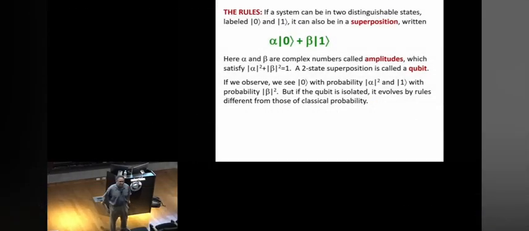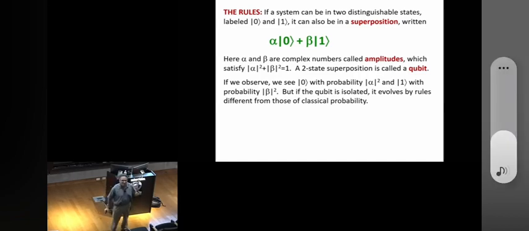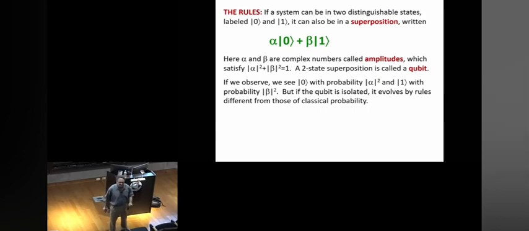I don't care that much what it physically is. It could be an electron where 0 is its ground state and 1 is its first excited state. It could be an atomic nucleus where 0 means it's spinning clockwise and 1 means it's spinning counterclockwise about some axis. And there are many other examples, just like a classical bit.